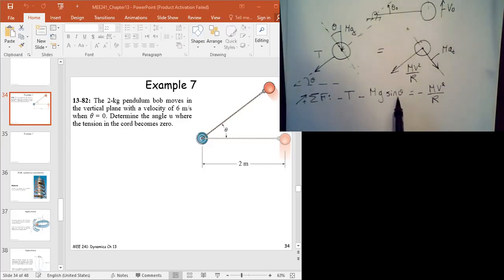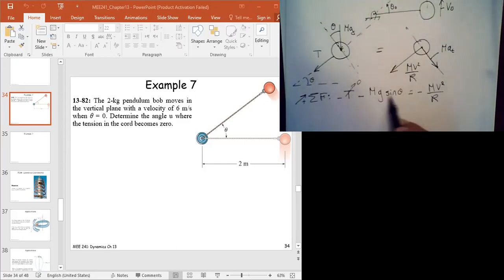So if I were to find the angle theta, I need to find this when T is equal to 0, right? So how can I find that? When T goes to 0, I can literally solve that, right? So if T is equal to 0, I can use this now to find sine theta, right? For a given theta, this guy could actually be 0, right? So 0 plus mg sine theta is equal to mv squared over r.